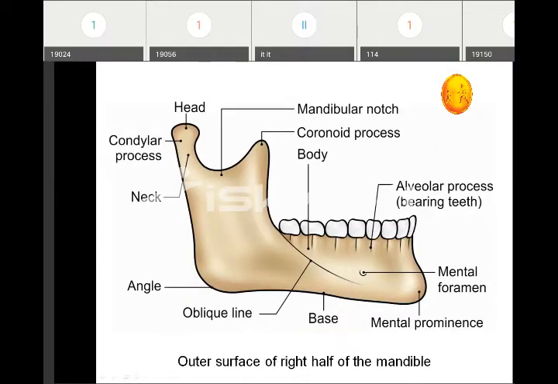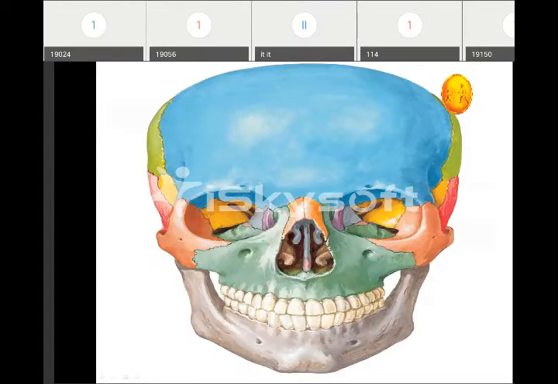So again I am repeating, the mandible is divided into 2 parts, body and ramus. Ramus are the quadrilateral plates which project backward from the body. The body is horseshoe shaped. It has an outer surface, inner surface, superior border and inferior border. The superior border is for the lodgement of teeth, as you can appreciate in this first picture. The inferior border forms the base.